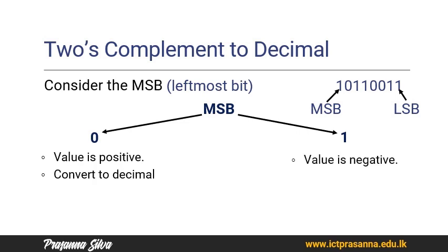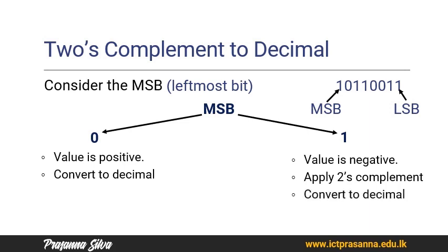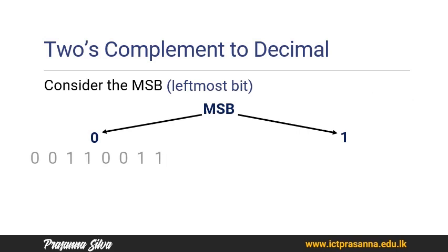So therefore what we do is we apply the 2's complement method into the given bit sequence and then convert that into decimal. Just to give you an example of both of these occasions, a bit sequence having the most significant bit being a 0.